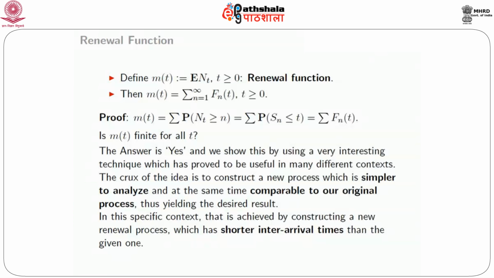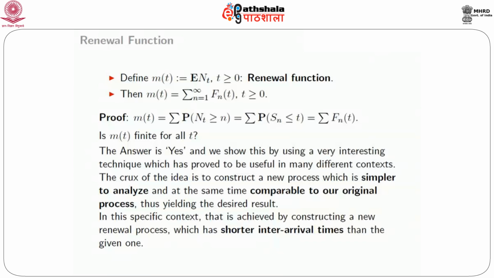A natural question is, is M(t) finite for all t? Not clear. We know that N(t) is finite. There can be only a finite number of arrivals in a finite time t. But there is no reason to immediately conclude that the expected value of N(t) has to be finite, and this is not even clear from this formula. Well, the answer happens to be yes. In fact, the proof that we'll give will show that not only does N(t) have finite expectation, it actually has finite moments, all moments finite.